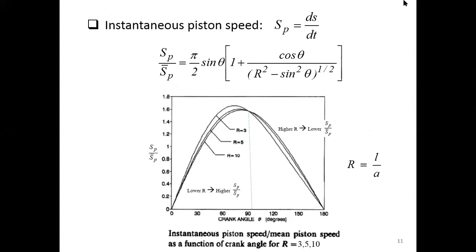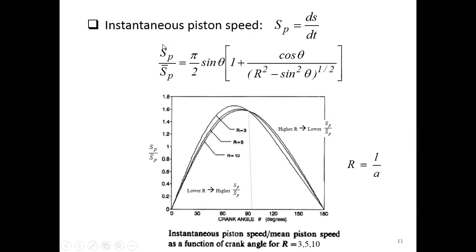Okay, so we can also find the instantaneous piston speed. Before that, we talk about the mean piston speed. We can also find the instantaneous piston speed by using this expression, the differentiation of S with respect to T, the time. And if we divide this instantaneous piston speed by the mean piston speed, it shows you like this. The expression is shown right here.